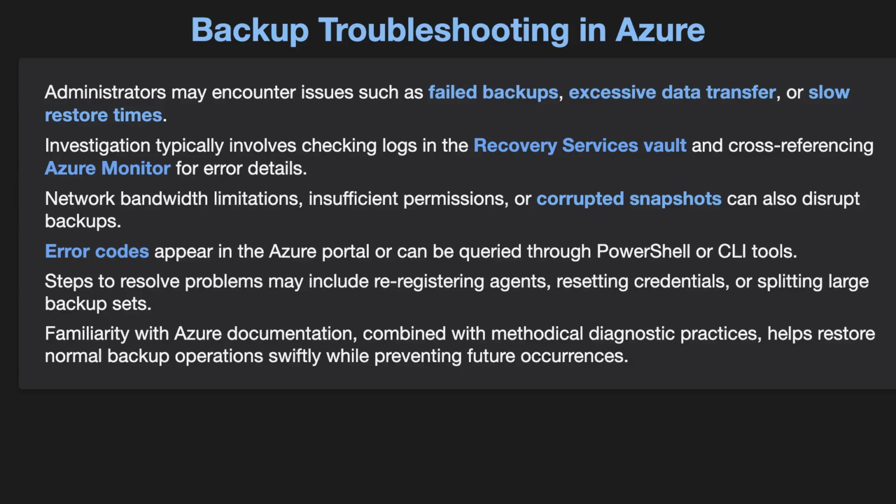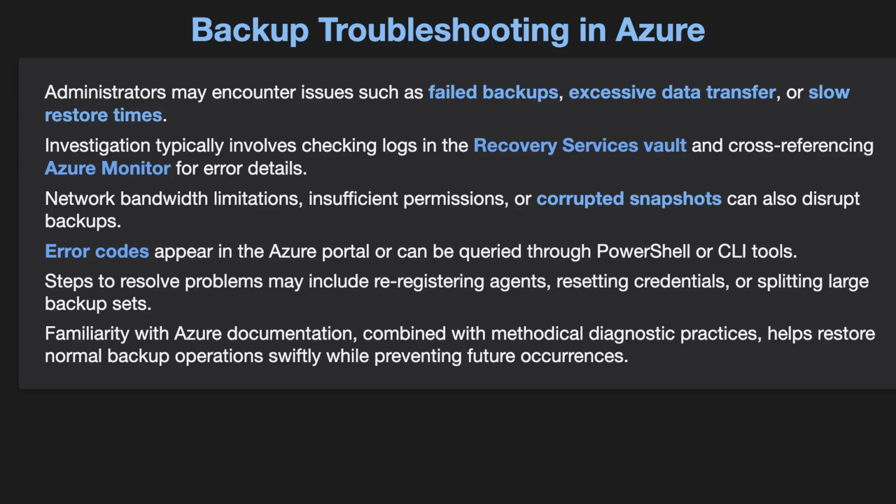Administrators may encounter issues such as failed backups, excessive data transfer, or slow restore times. Investigation typically involves checking logs in the Recovery Services Vault and cross-referencing Azure Monitor for error details. Network bandwidth limitations, insufficient permissions, or corrupted snapshots can also disrupt backups.